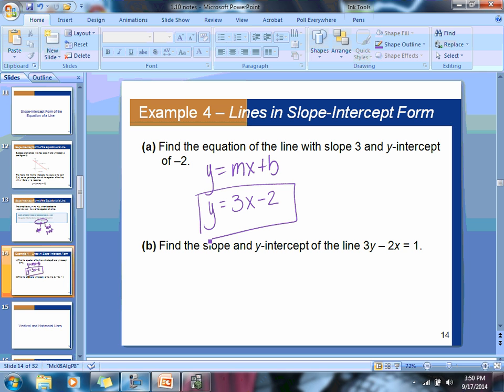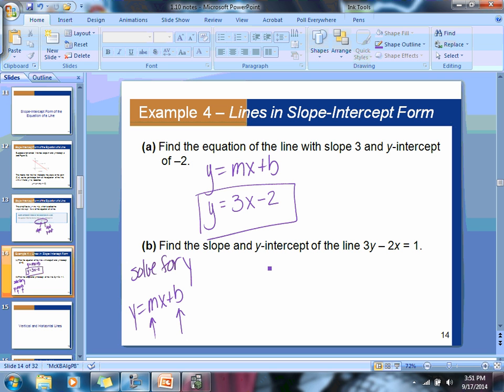Example B has a little more work to it. It says find the slope and the y-intercept of the line. And now they give you the equation of the line. And this form is the standard form, which we'll talk about in a moment. But if I want to find the slope and the y-intercept, the best way to do that is to solve the equation for y. If I solve for y, it's going to be in the y equals mx plus b form. So I can just look at the equation and find my slope and find my intercept.